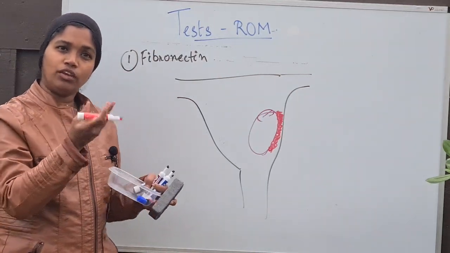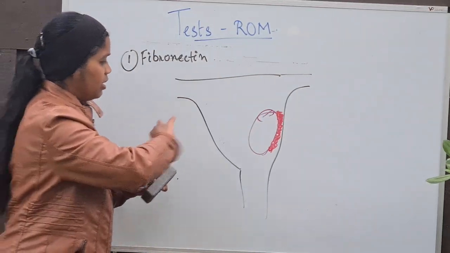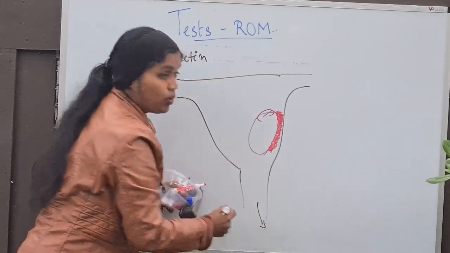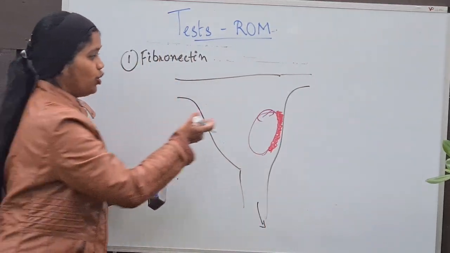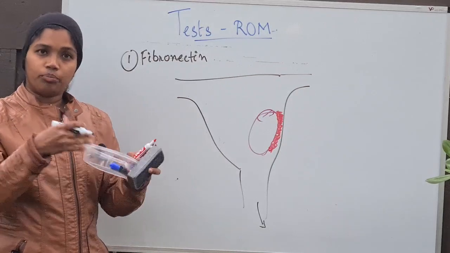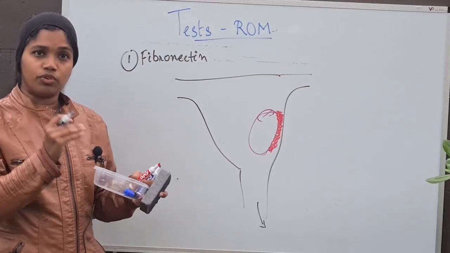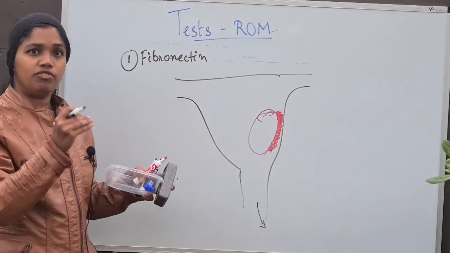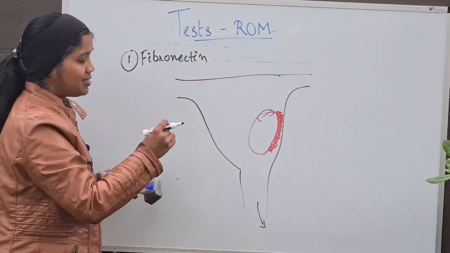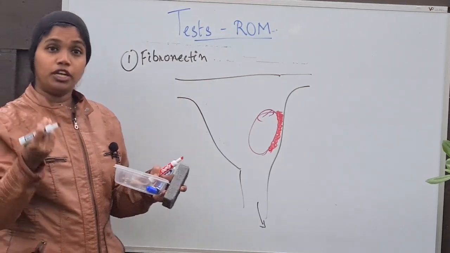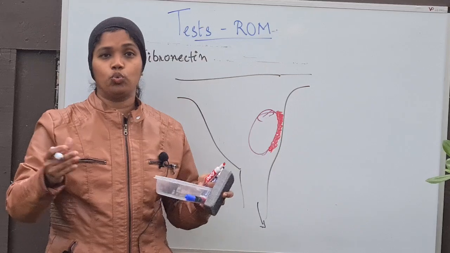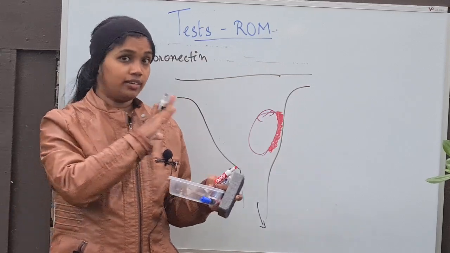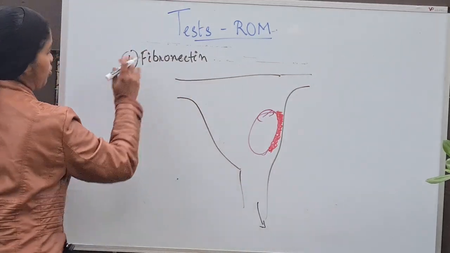So if a person can detect fibronectin in the vaginal fluid, what does it mean? It means that it is going to give way any time. Many studies have been done, and it is found that if fibronectin is found in the vaginal secretion, then it means they can have a preterm labor in the forthcoming 2 weeks. So that is the use of fibronectin.